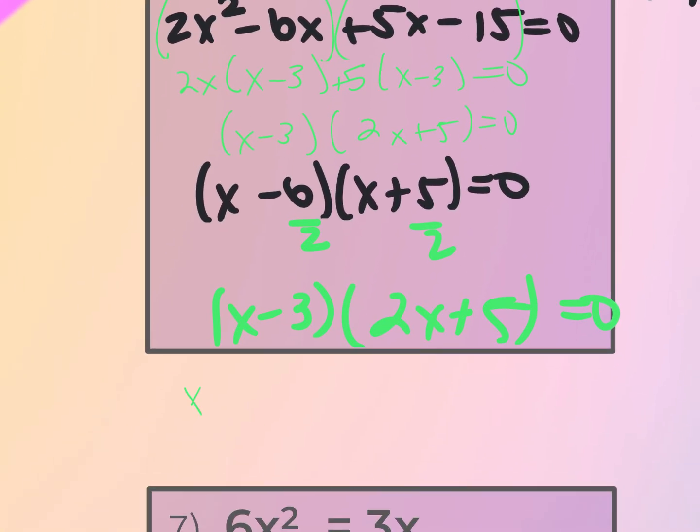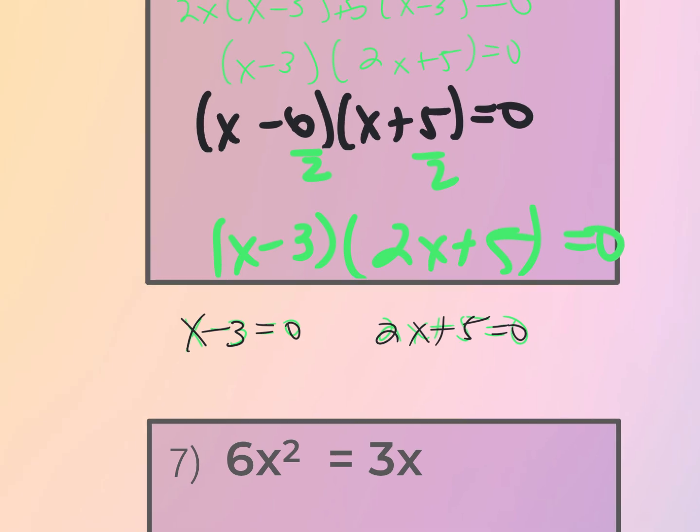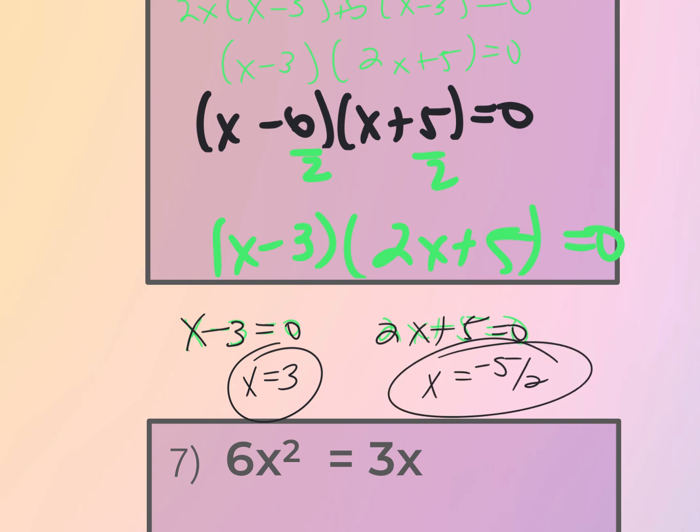So now we solve, guys. I have x minus 3 equals 0 and 2x plus 5 equals 0. On the left-hand side, x equals what? 3. Perfect. On the right-hand side, I'm going to subtract 5 and divide by 2. So x equals negative 5 over 2. Very good.